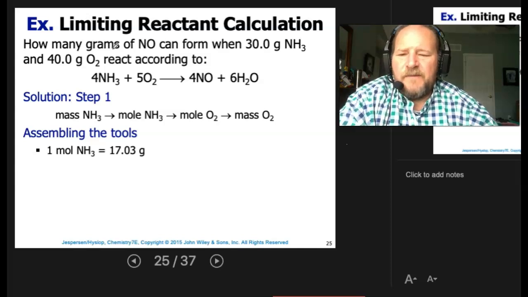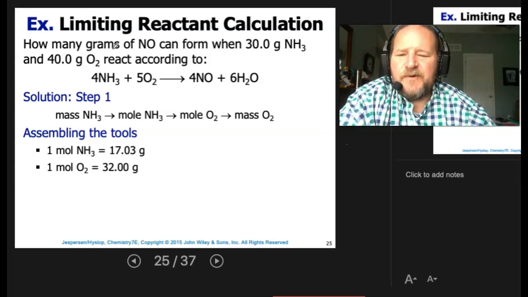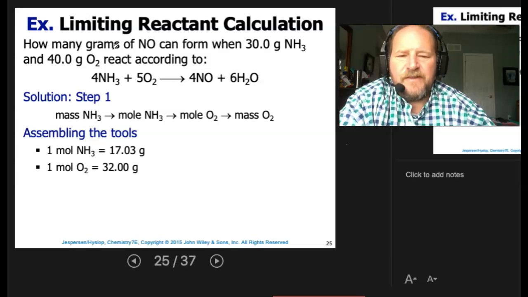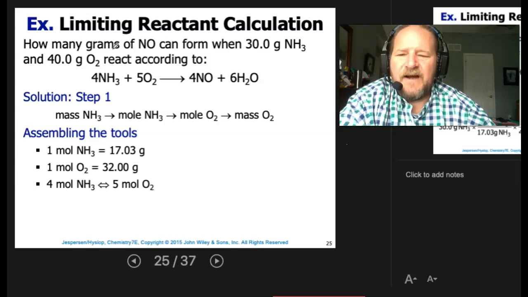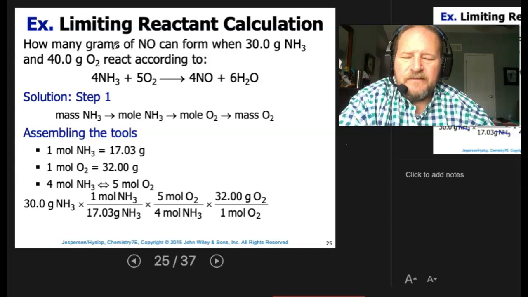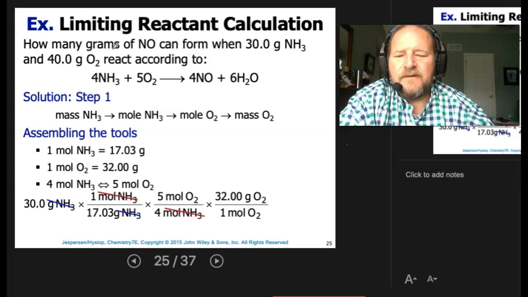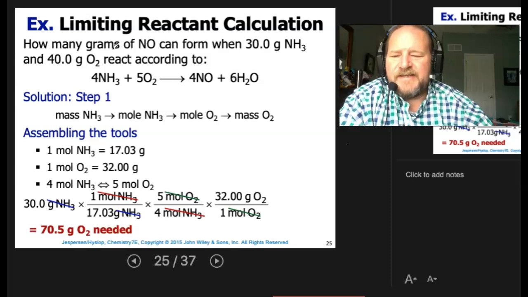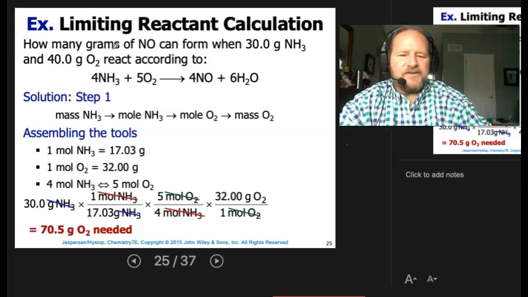So now we're going to take 1 mole of ammonia. That's going to be 17.03 grams. 1 mole of oxygen, 32 grams. Again, coming from the periodic table. Then we're going to look at our mole ratio. We have 4 moles of ammonia to 5 moles of oxygen. So we're going to start with our 30 grams of ammonia. We're going to divide it by the molar mass of ammonia. Use the balanced chemical equation to convert that to moles of oxygen. And then we're going to multiply by the molar mass to get grams of oxygen. And according to the ammonia, we would need 70.5 grams of oxygen.